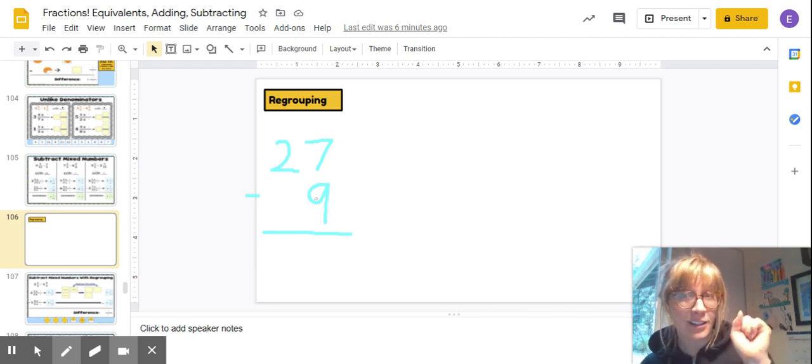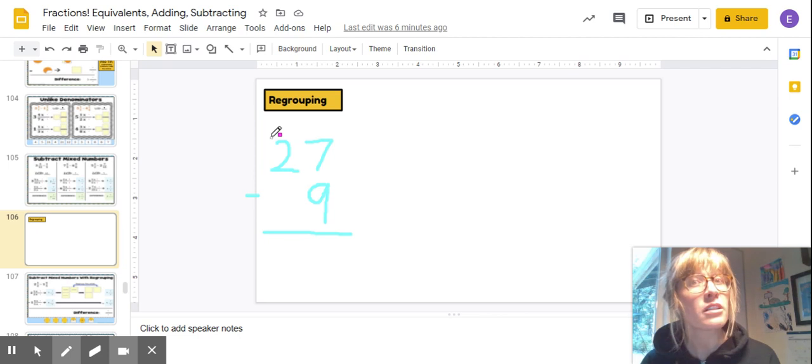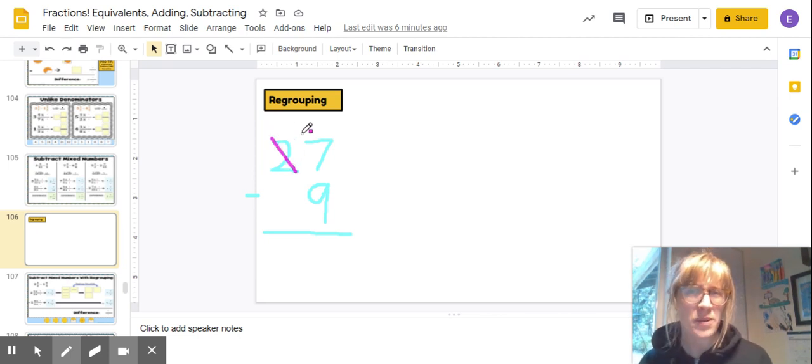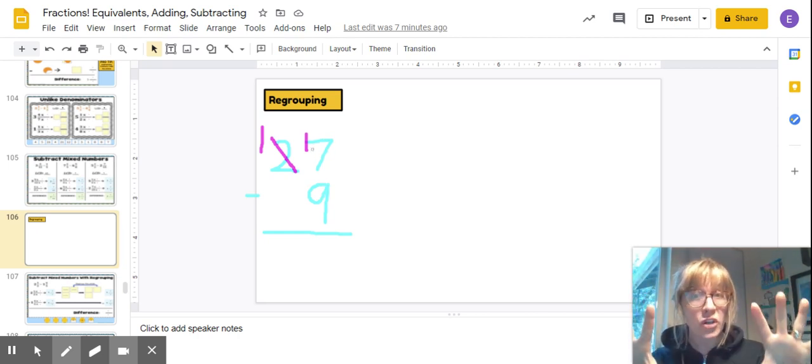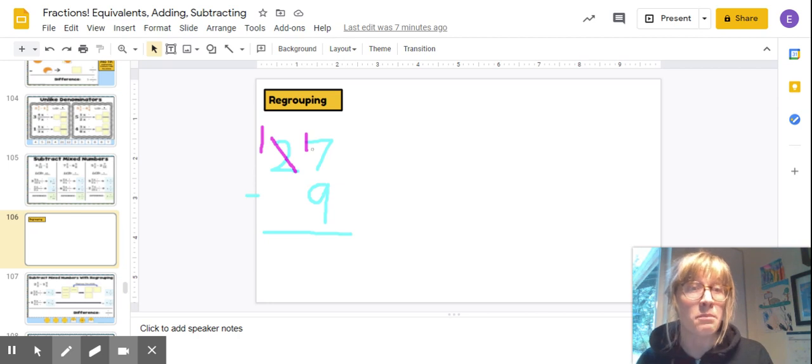So you knock on your neighbor's door up here, right? And you look to your tens and you say, hey, tens, can I borrow one? And they say, oh, yeah, sure, have a 10, leaving 1 ten in the tens column. Well, now you have 17 minus 9, right? You have more that you're starting with, and you can take some away. And that's exactly what we're going to play with here, but now with fractions.